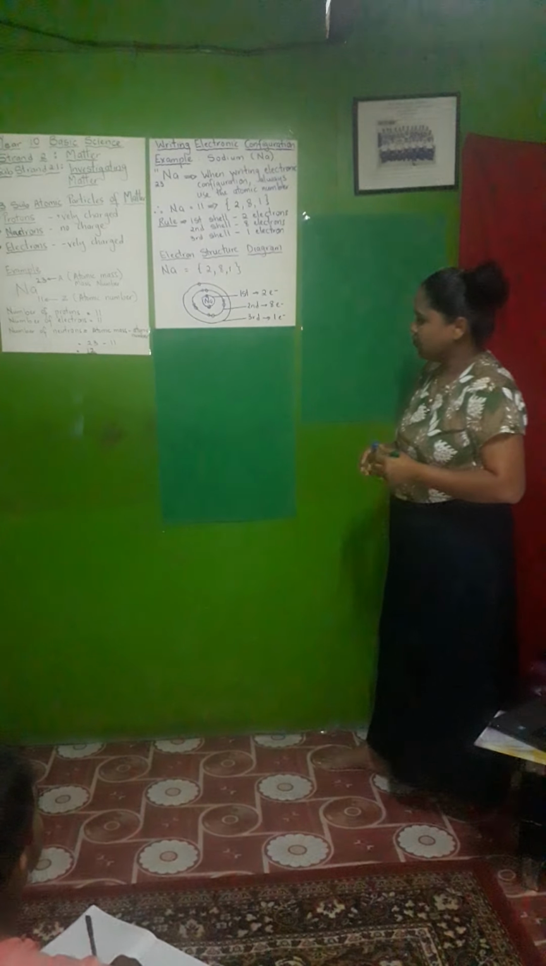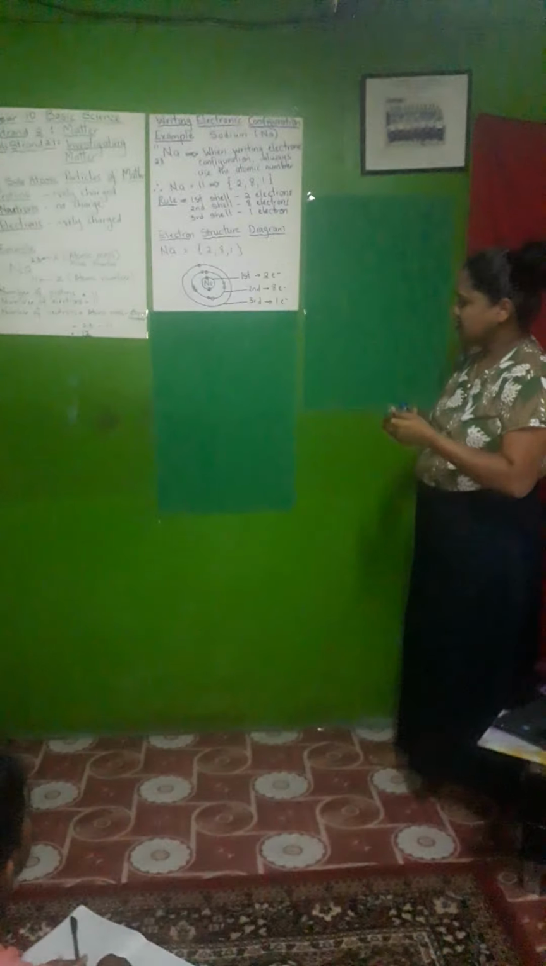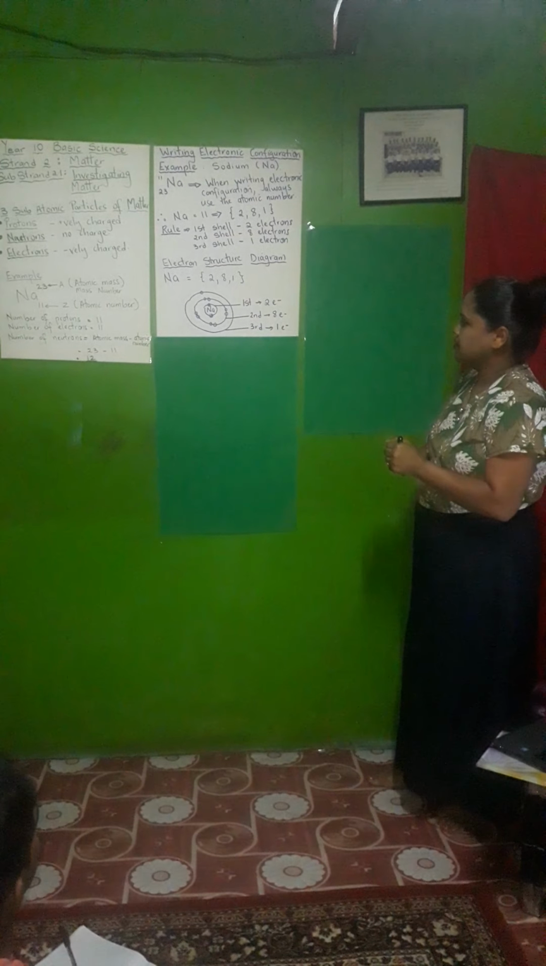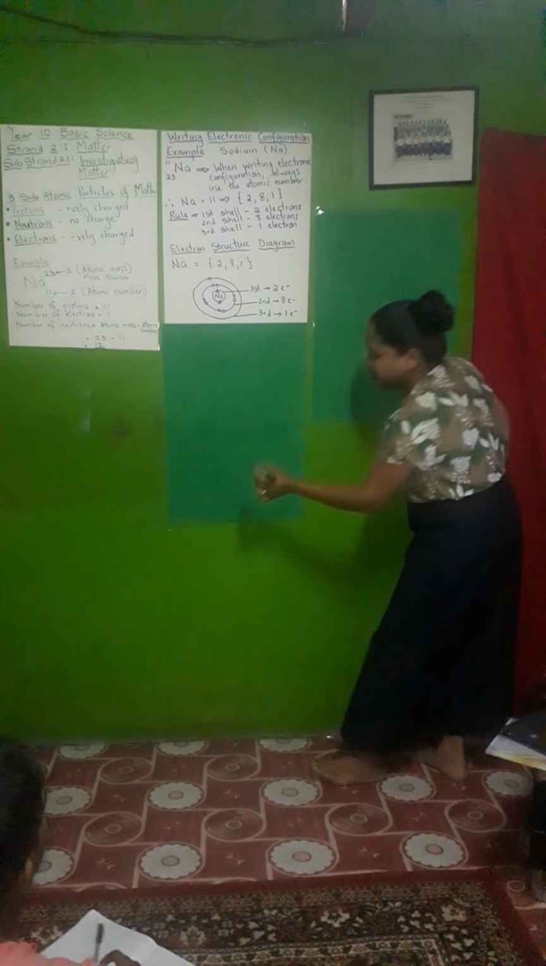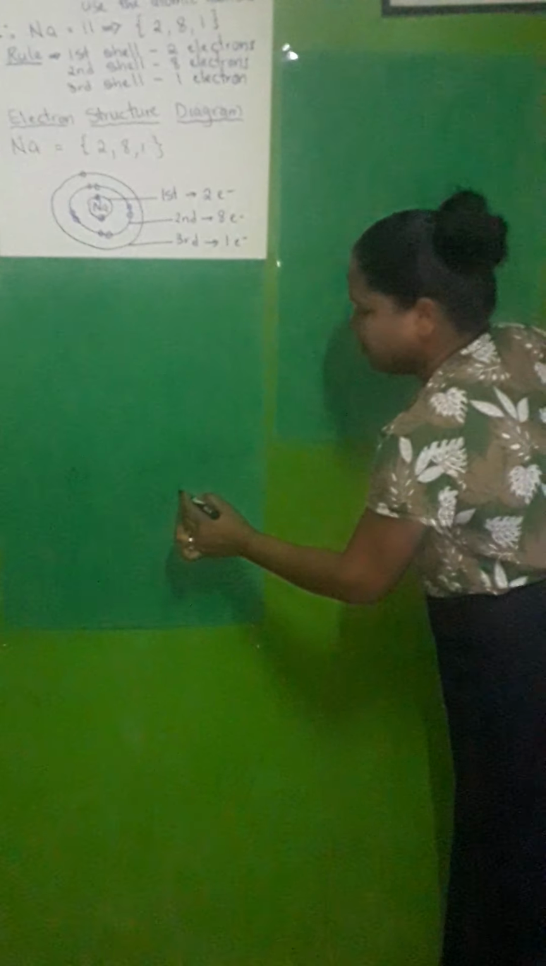Let's look at another example of how to calculate the number of protons, electrons, and neutrons. This time we will take magnesium. So magnesium, the atomic number here is 12 and the atomic mass is 24. So Nihal, what would be the number of protons here?